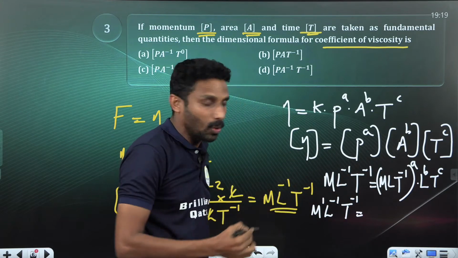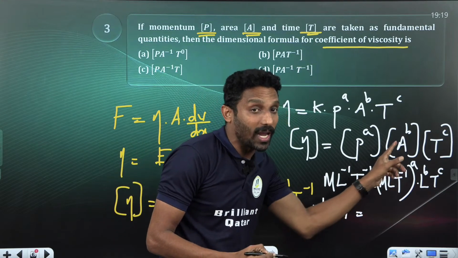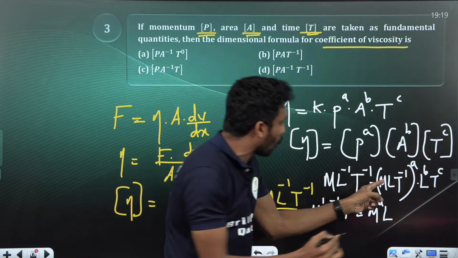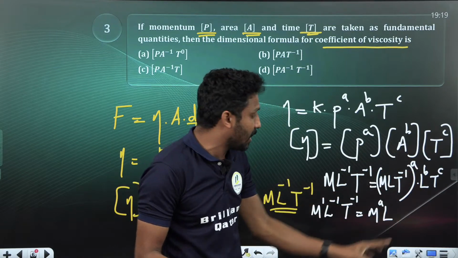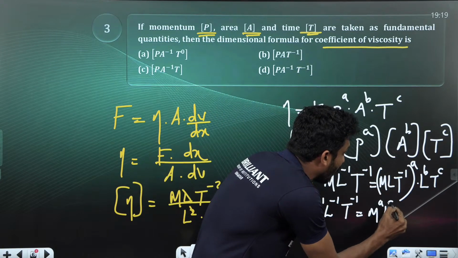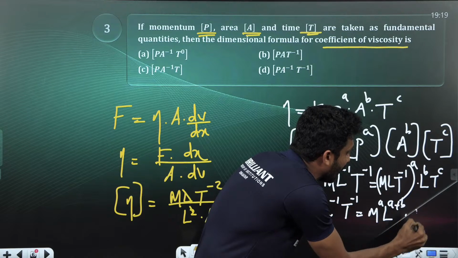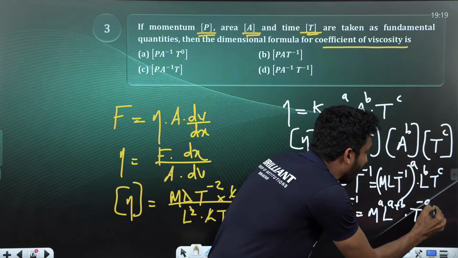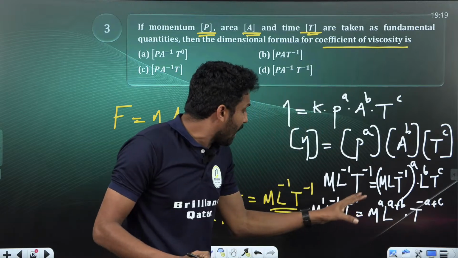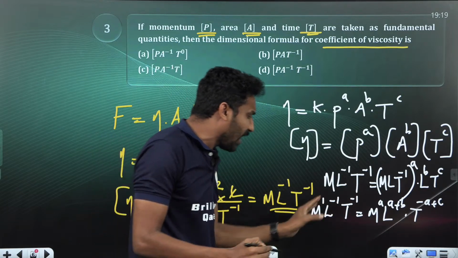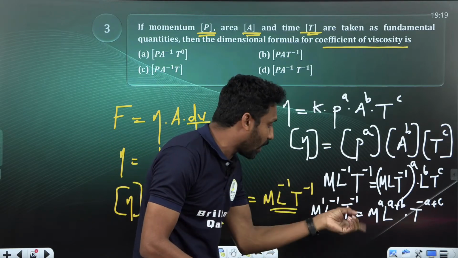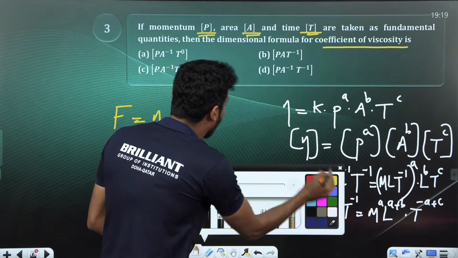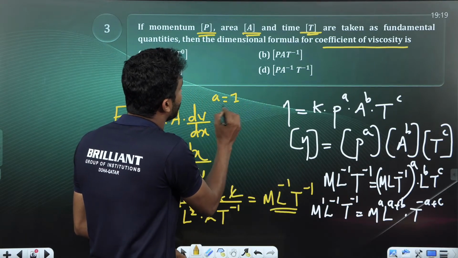Okay. This is equal to, on RHS, this is M raised to A. Isn't it? M raised to A. Okay. Then L raised to, here it is A, here it is B. Then it comes A plus B. Okay. Then T power, here it is minus A, here it is C. Then there is minus A plus C. Clear? Now we can equate the power. On LHS, the power of M is 1. On RHS, it is A, which means A is equal to 1. Okay. A is equal to 1.